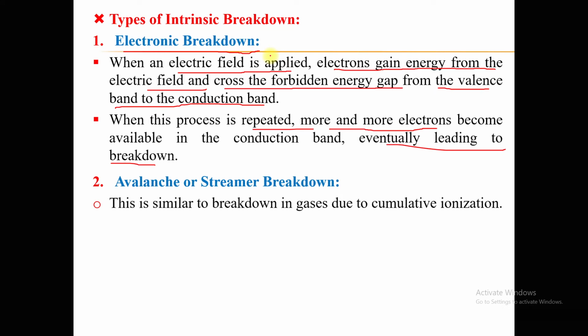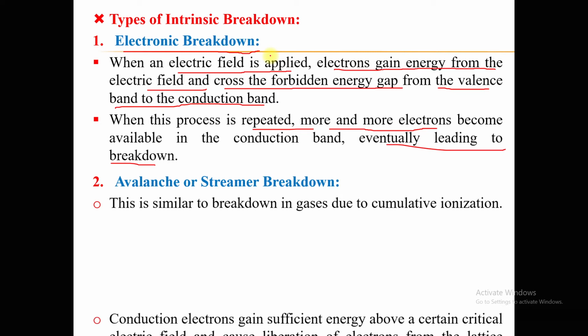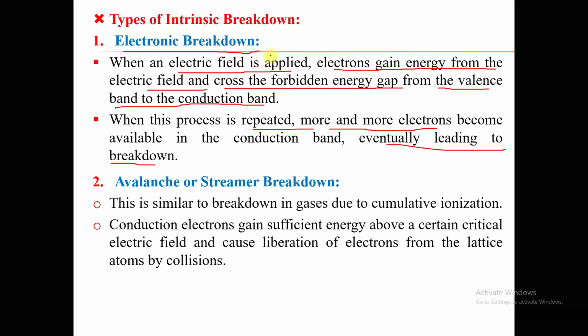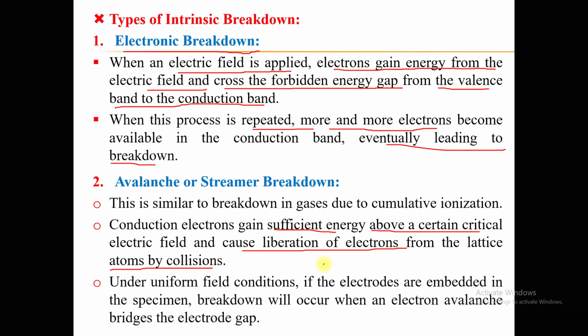So this streamer breakdown in solid dielectric is quite similar to the breakdown in gases, which you can observe due to the cumulative ionization process. So a conduction electron gains sufficient energy above a certain critical electric field and causes the liberation of electrons from the lattice atoms by the process of ionization by collision. Under the uniform field gap condition, if the electrodes are embedded in the specimen, the breakdown will occur when the electron avalanche bridges the electrode gap.